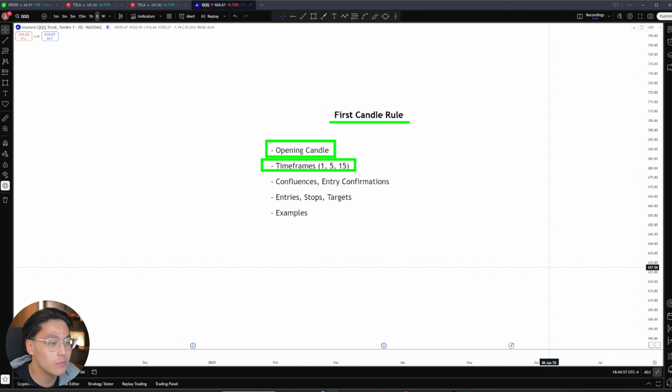What time frames should we be using regarding the first candle rule? Should we be using the 1, 5, or 15-minute time frame? And in this case, how we can actually use all the time frames in combination with one another, the different type of confluences slash entry confirmations on the lower time frames, along with our entries, stops, targets, and of course, we're going to be going over examples to really solidify this concept and exactly how to execute this strategy in real time. So first, let's talk about the opening candle.